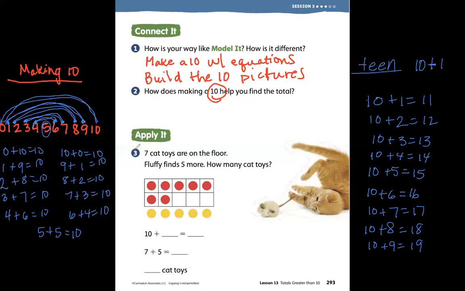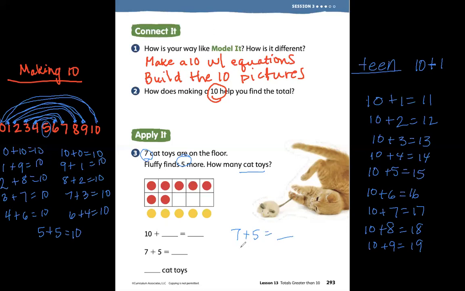So let's look at number 3. It says, 7 cat toys are on the floor. Fluffy, the cat, this is Fluffy right here. Fluffy finds 5 more. How many cat toys? So she has 7, then she gets 5 more. So we're going to draw our own picture. Let's do the equation first. 7 plus 5 equals blank.